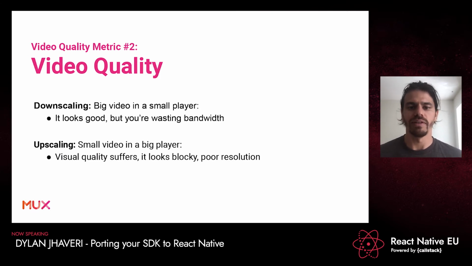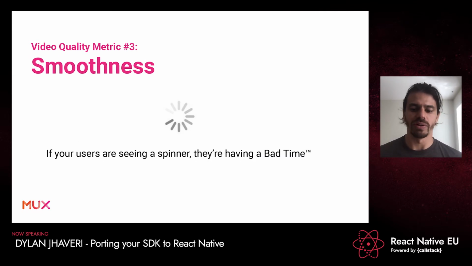The next one is smoothness. So smoothness is when we track rebuffering. So rebuffering is when you're watching a video and then you see a spinner. And what happens is the player downloads and streams as much video content as it can, and it usually keeps a buffer of video so that if you have a network problem, it can catch up.